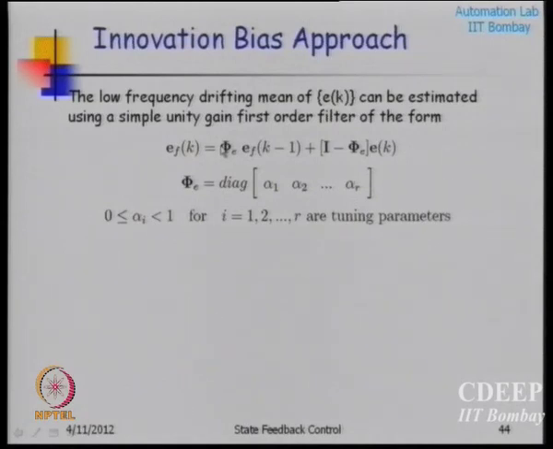The eigenvalues of phi. So I am going to specify this phi matrix. It should be a stable filter, of course. I am going to choose this phi matrix to be a diagonal matrix: alpha 1, alpha 2, alpha 3, alpha r. So I am going to filter this signal using a simple first order filter with 1 minus phi. This will make sure that the gain of the filter is unity.